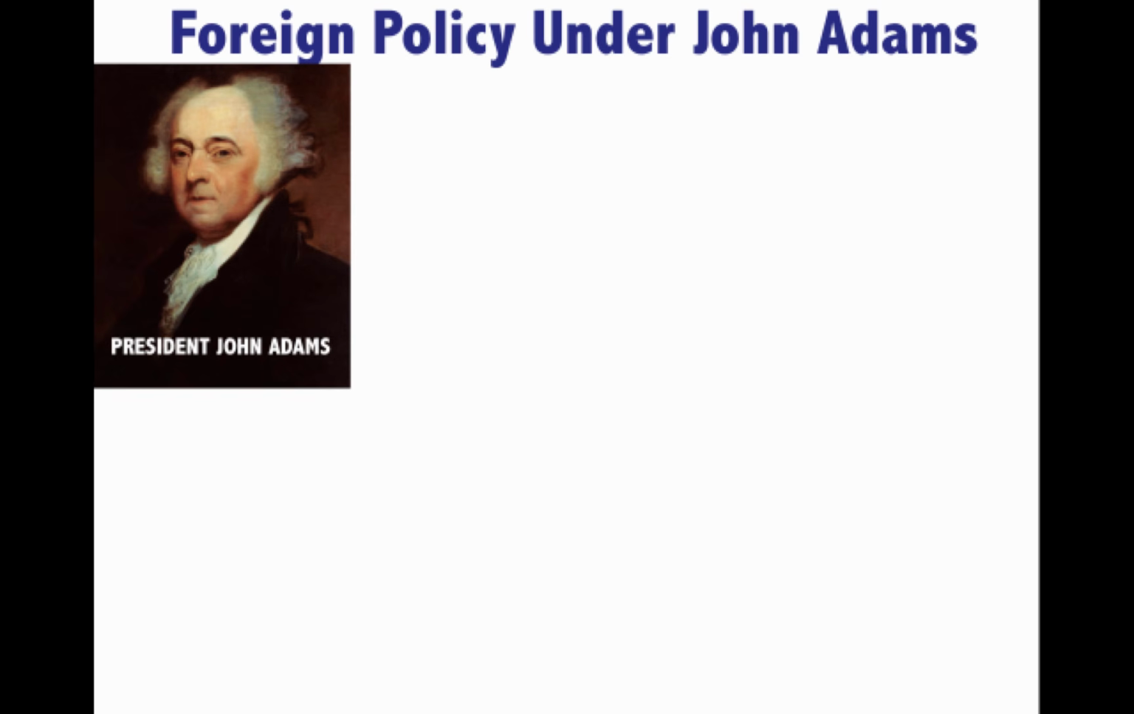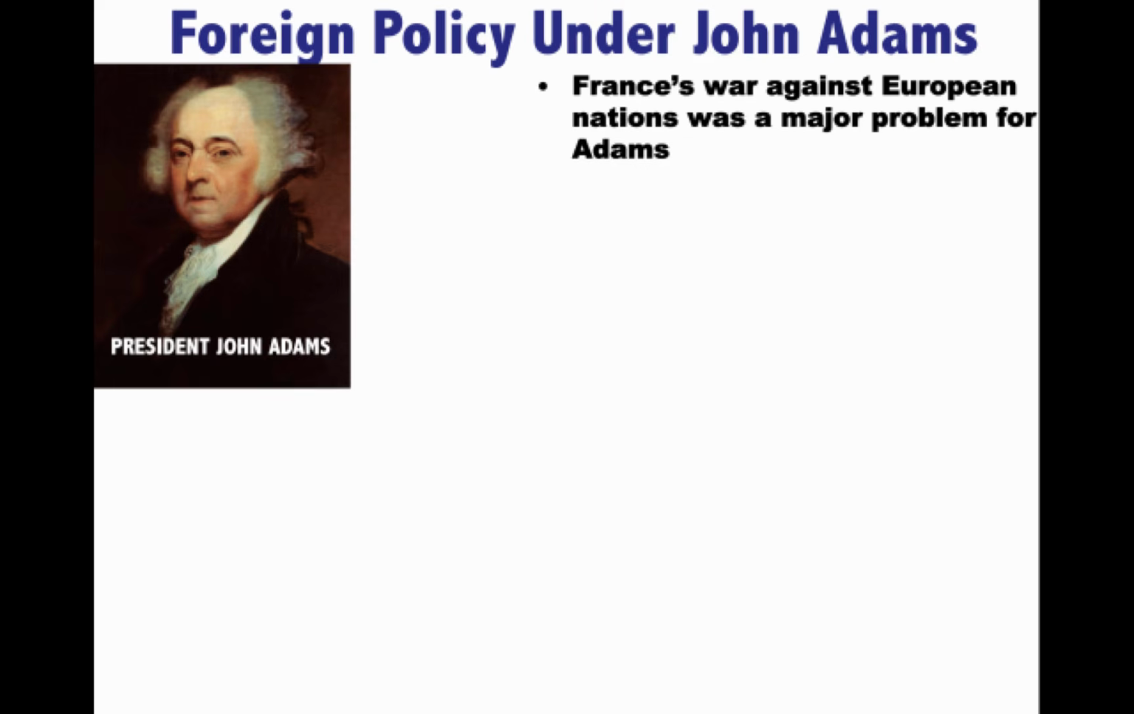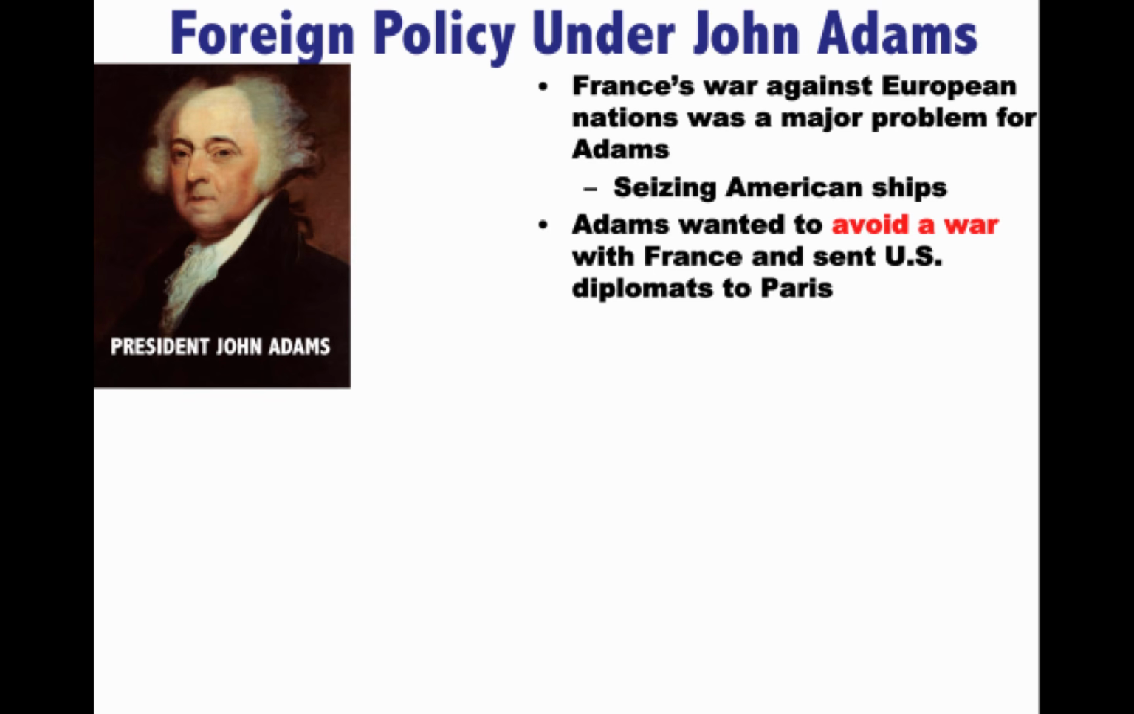Just as George Washington had to deal with problems of trying to keep the U.S. neutral, so does John Adams. In fact, France's war against European nations was a major problem for John Adams. Recall, France felt America violated the Franco-American Treaty of 1778, and they wanted America's help. You have seizing of American ships, mainly by England, but also France, and so Adams wanted to avoid a war with France, and he sent U.S. diplomats to Paris to try to negotiate.